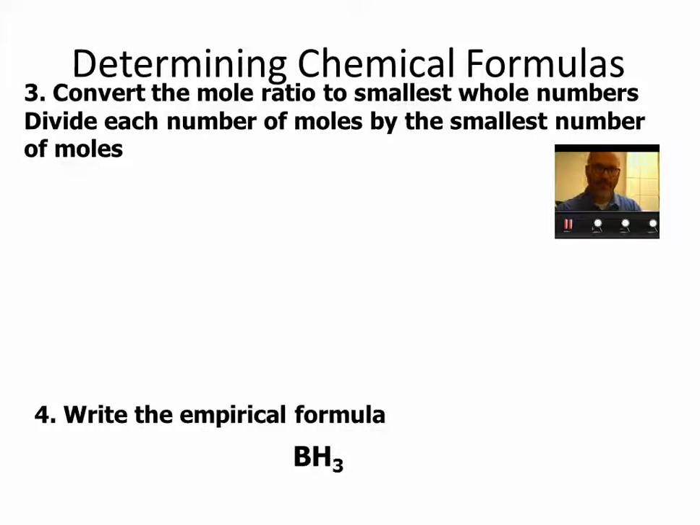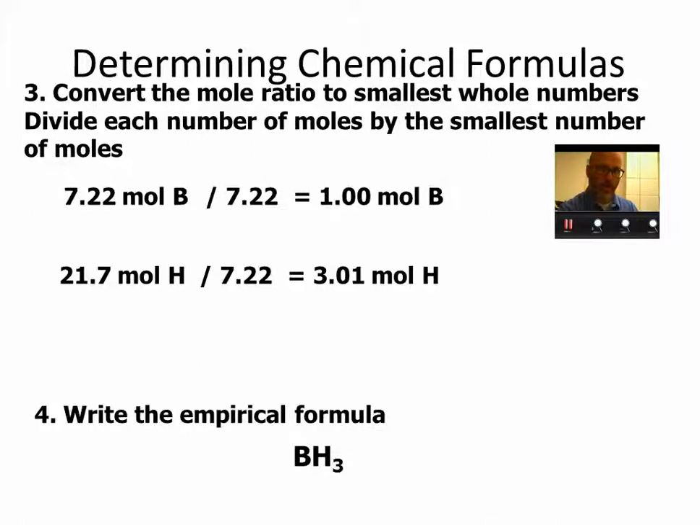And the secret to this, and this is the third step, is to convert the mole ratio to the smallest whole numbers. What you want to do is divide each of the numbers of moles by the smallest number of moles. All right? So what's smaller, 7.22 or 21.7? Well, it's 21.7. Wrong, right? Sorry. I'll pretend like I did that on purpose, but that was an accident. 7.22 is smaller. So we need to divide both of these by 7.22. So this, of course, will be 1 mole of boron, and this gives us 3.01 moles of hydrogen.